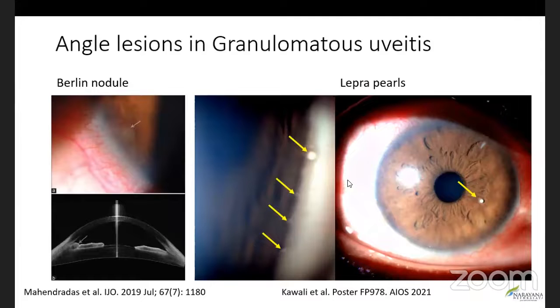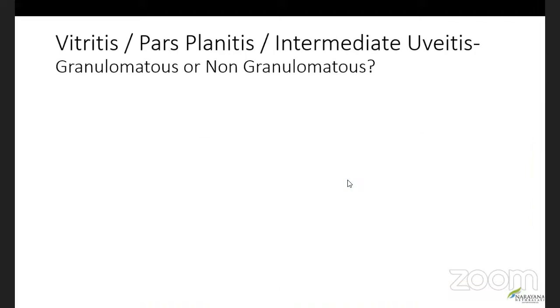Those are the Berlin nodule, the sarcoidosis in the angle, and the second case is leprosy pearls. As you can see, the leprosy pearls are there not only on the iris but also in the angle. So as you go in the posterior segment, the classification of granulomatous and non-granulomatous becomes a little bit dicey.